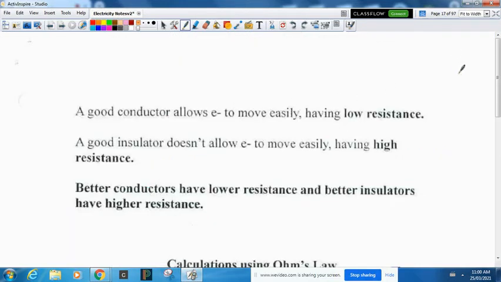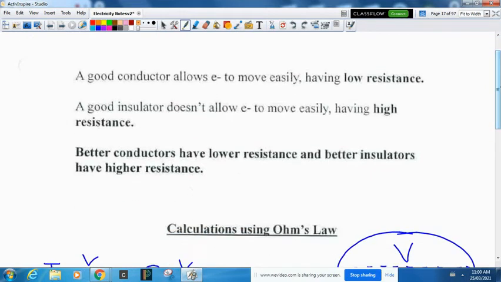Now, a good conductor allows electrons to move very easily, having low resistance. A good insulator doesn't allow electricity to move easily. That means there's a higher resistance. And better conductors have low resistance, and better insulators have a high resistance.